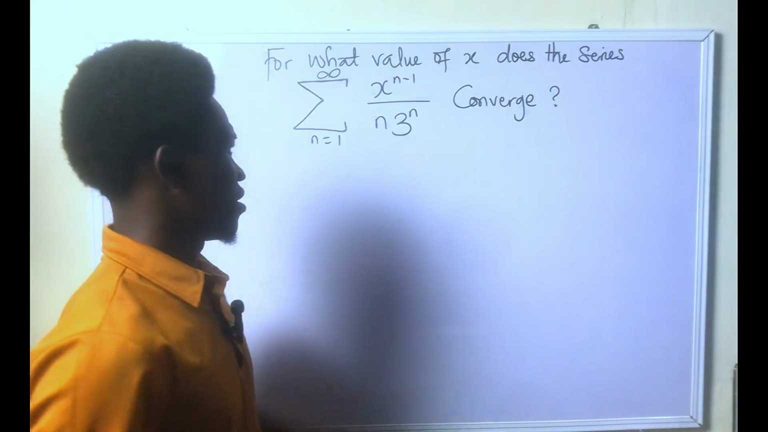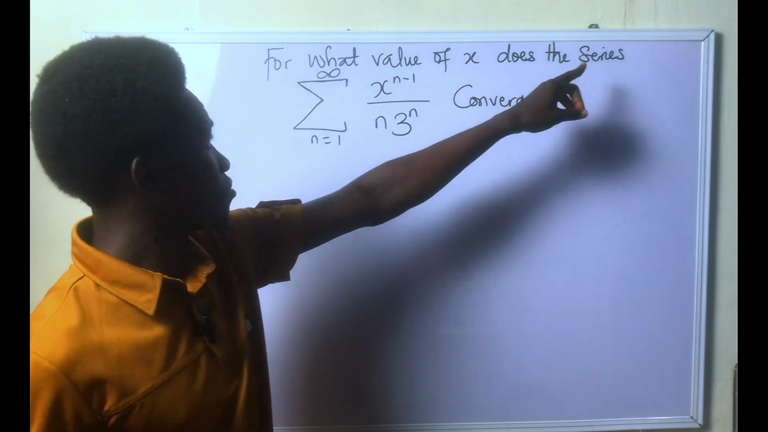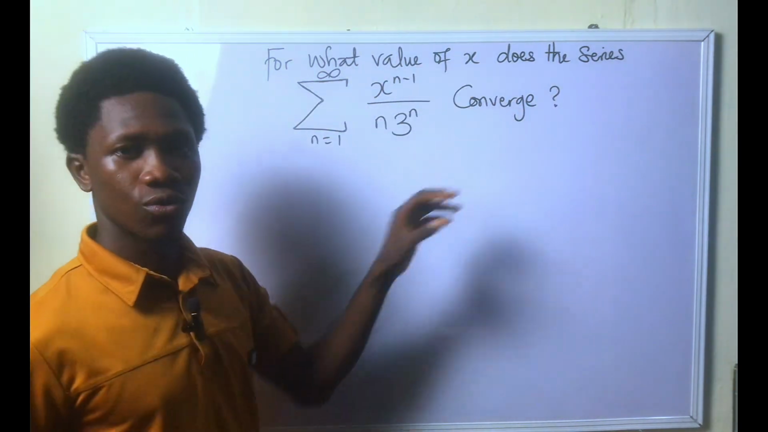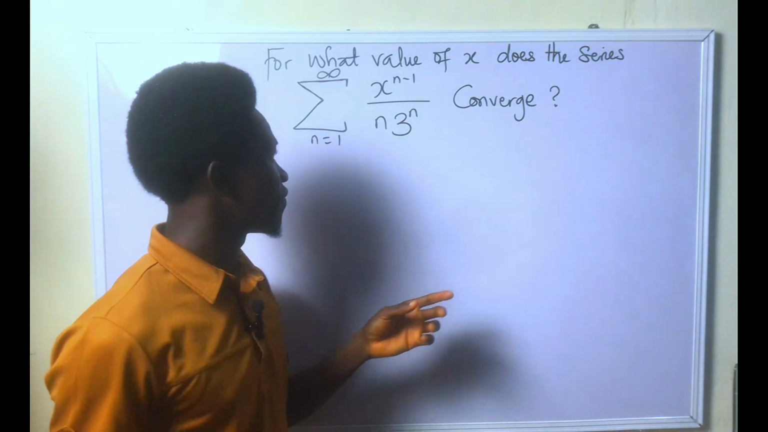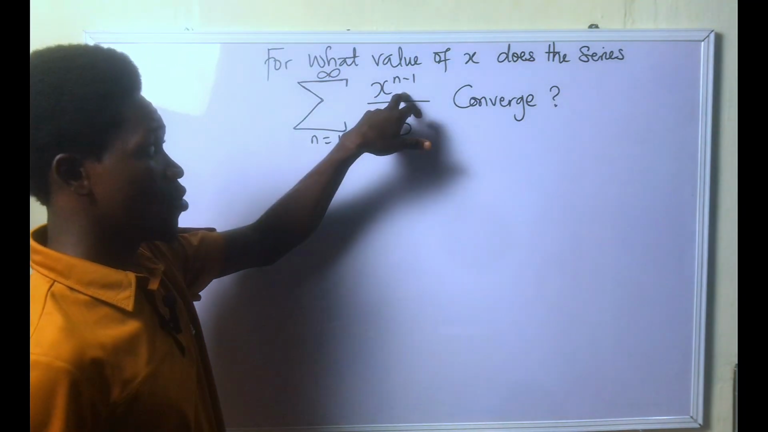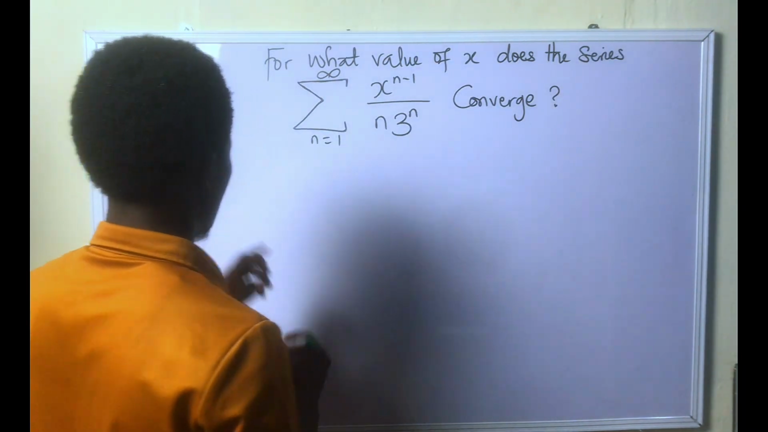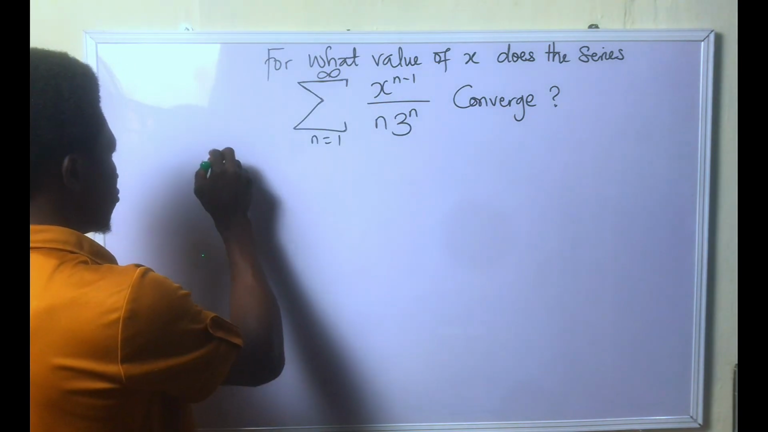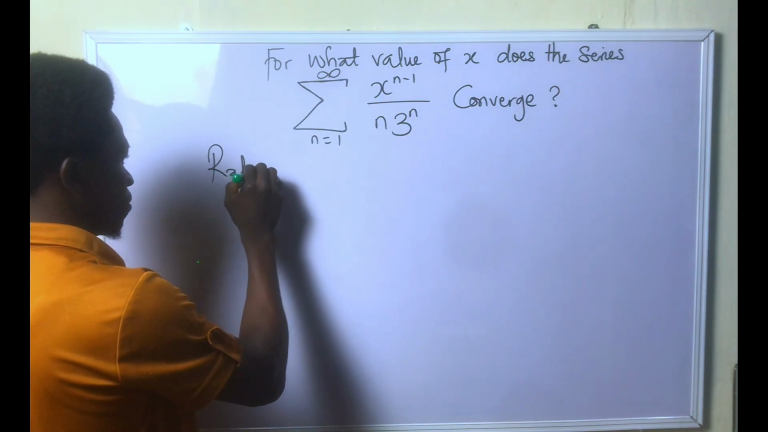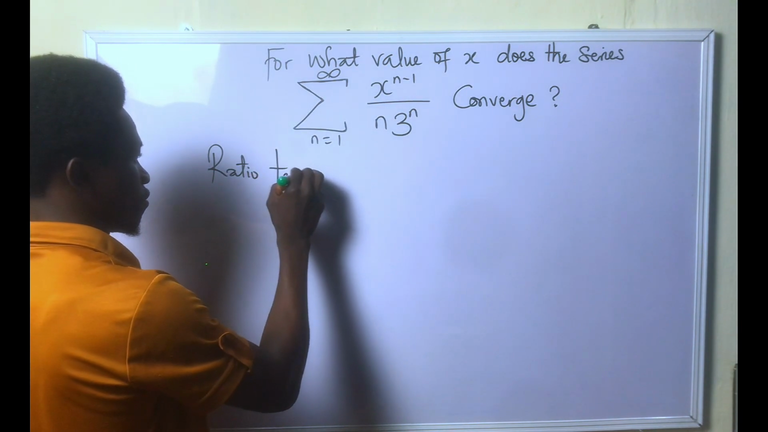So I've got a quick one here. I want to find the value of x for which this converges. So I need to find the test for convergence to know what the value of x would be. For this one, I would like to use the ratio test. So we want to use the ratio test.